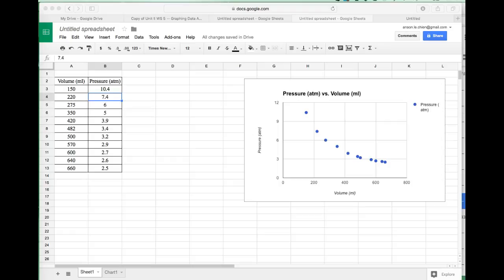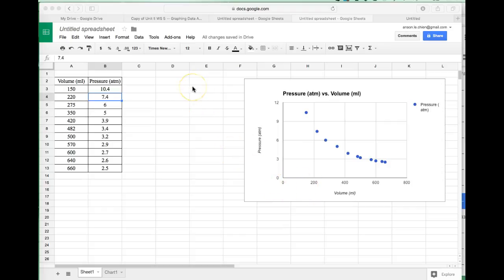We're going to take a look at this graph that we created recently of pressure versus volume. And it looks like it's a pretty curvy trend here with the data. So we're going to try and find the mathematical model that connects pressure and volume through this process called linearization.